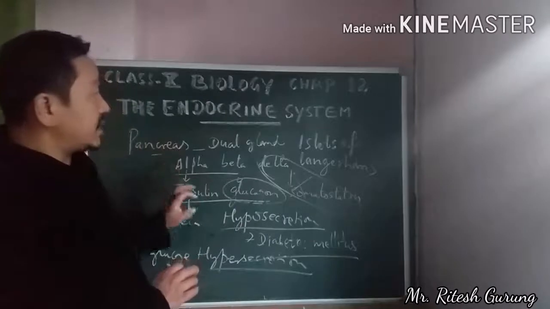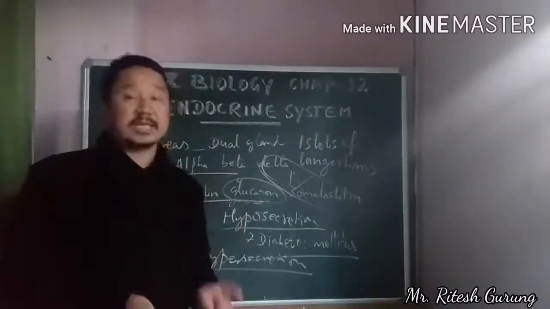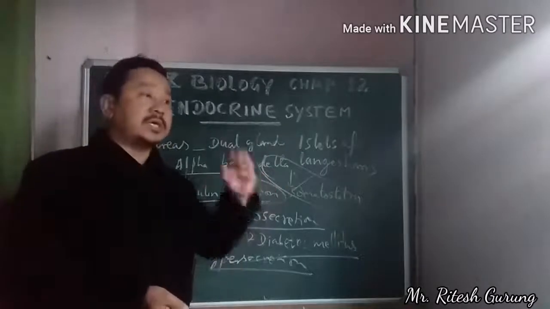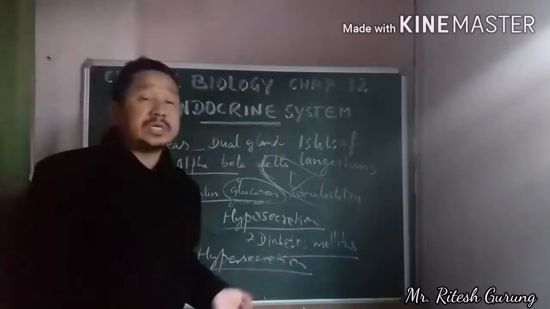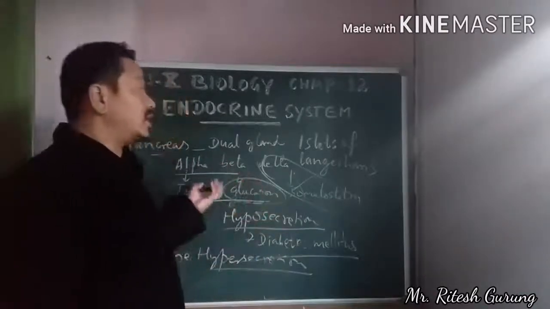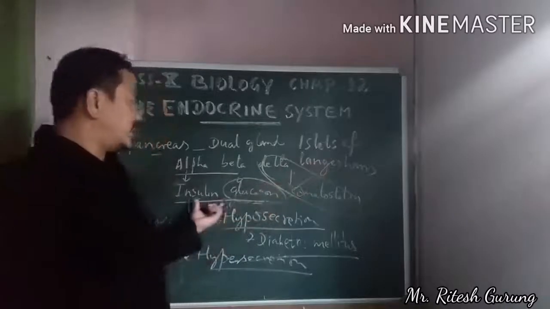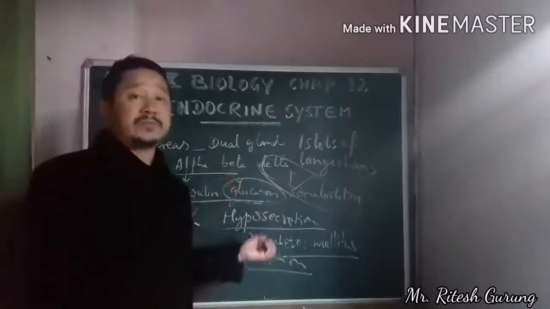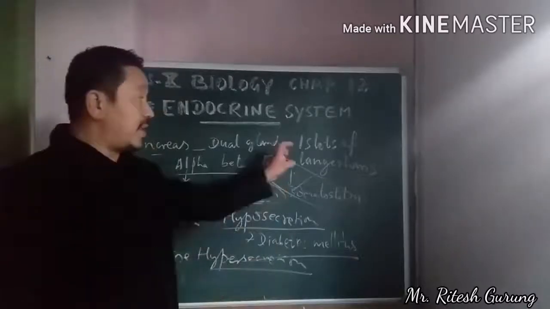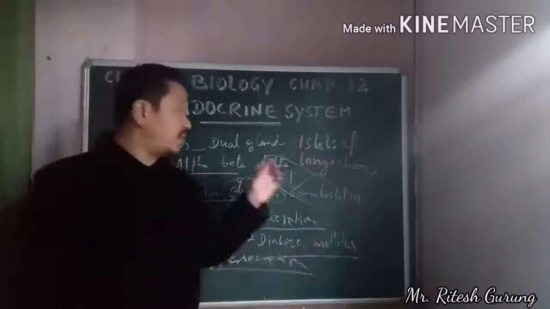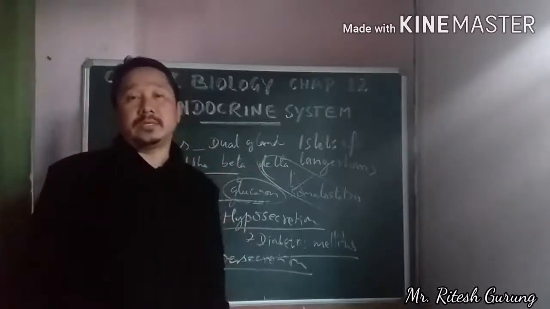As I've told you, it is a dual gland because it contains both duct and ductless glands. The duct gland of the pancreas produces pancreatic juice, whereas the ductless glands called islets of Langerhans have 3 different cells, and all these 3 different cells produce 3 different kinds of hormones. So that part is the ductless gland. That way this pancreas is also called a dual gland.